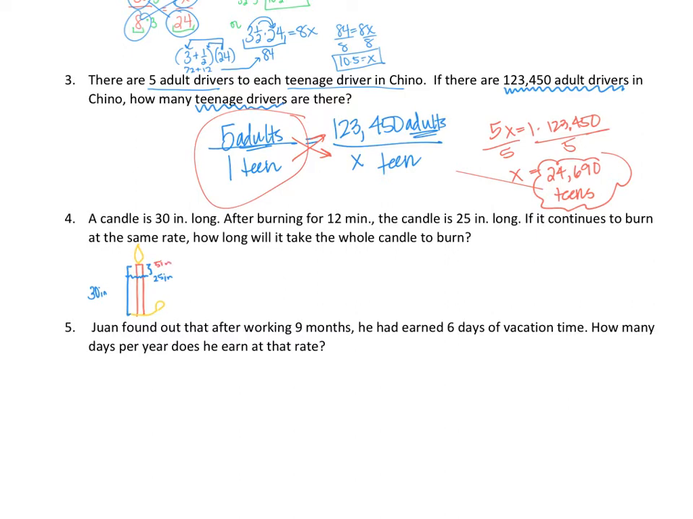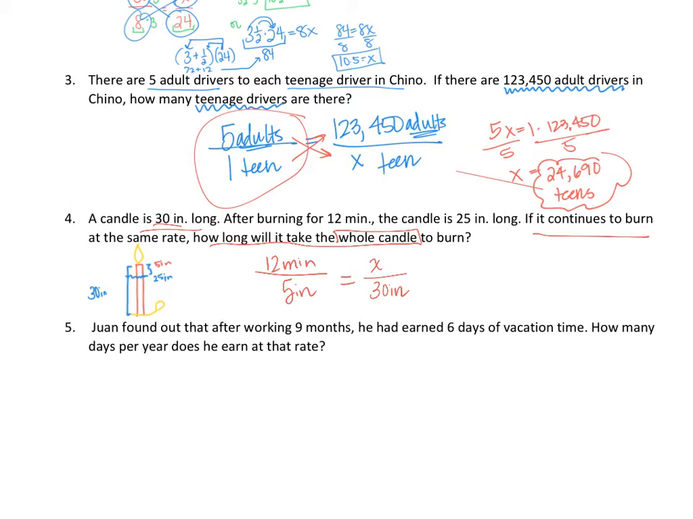So that means that we know that for the 12 minutes, 5 inches were burned of the candle. So then we know that if we want to see how long it took to burn down the whole candle, that would be the entire 30 inches. We don't know how long it will take, so we'll put an X for that time, and then we know that that's for a 30-inch candle. So for as long as it's following that same rate, we can set that up.